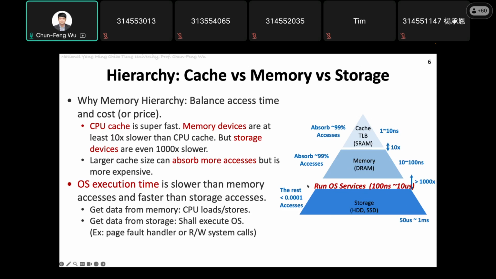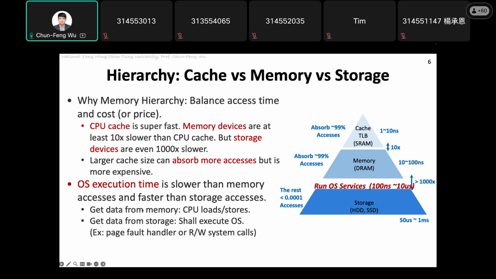Okay, so a better way is to use some software solution to hide this long latency. And this is what you learn: we run a context switch to switch to another process, so the other process can do its own procedure. And the prior one needs to wait for the data to be moved from storage to memory by using DMA, those kinds of things. So getting data from storage, because storage is so slow, there is a chance to use the operating system to hide the storage hardware latency.